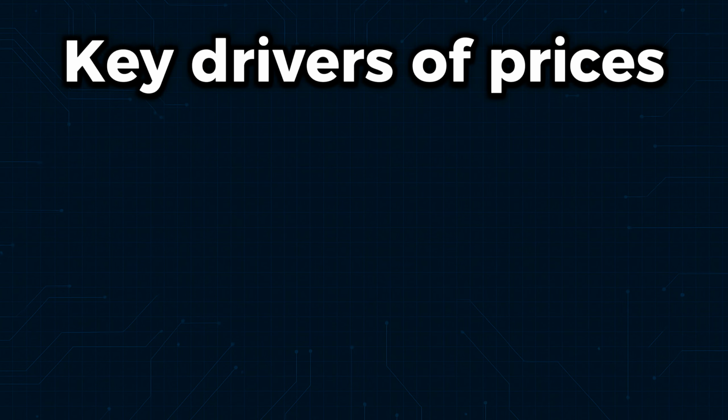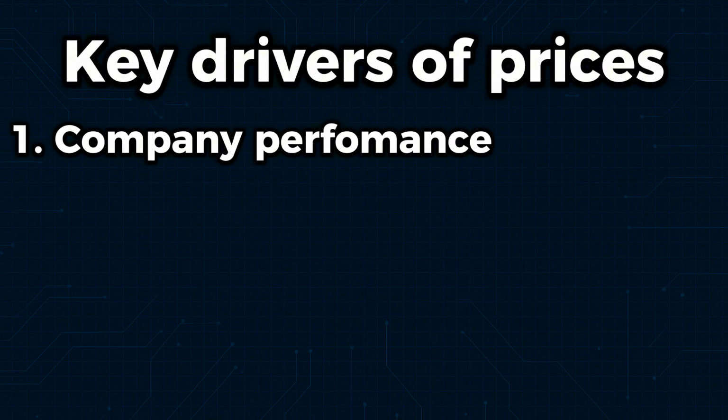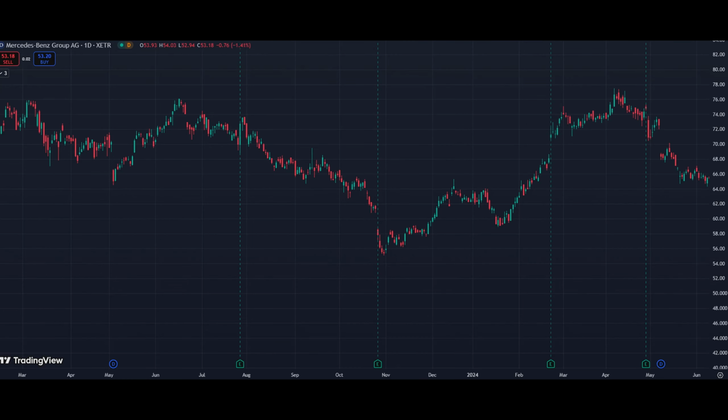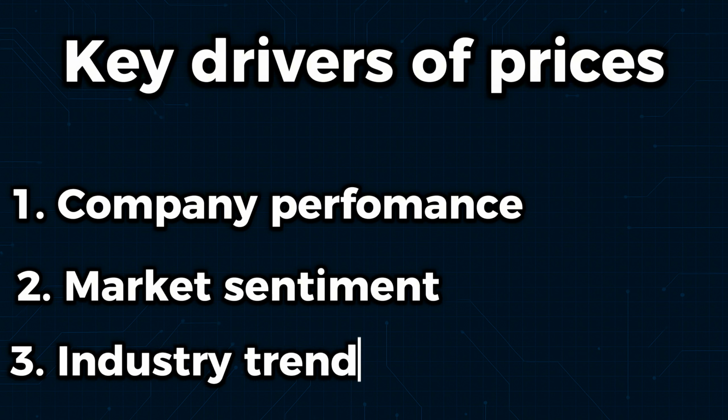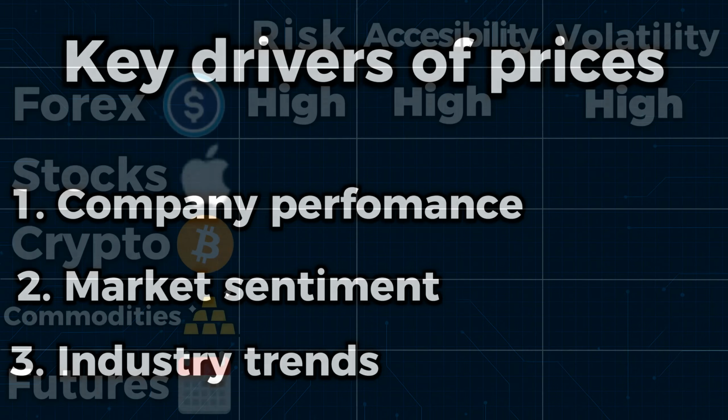The main one is company performance. Dividends, earning reports, revenue growth, and profit margins directly affect a company's stock value. In the example, we can see that every time major statements happen or dividends are given, the price either falls or rises. Also, market sentiment, as we've just discussed, plays a huge role. And industry trends. Sector performance in general, for example, tech or energy, can impact all companies within that industry.